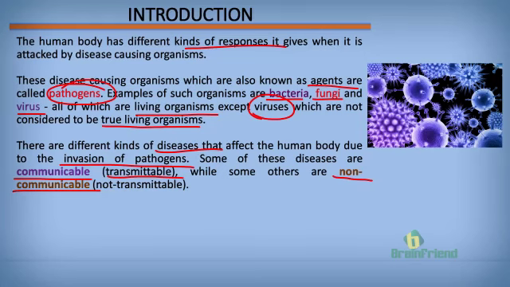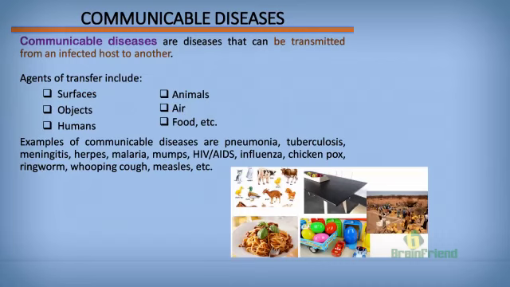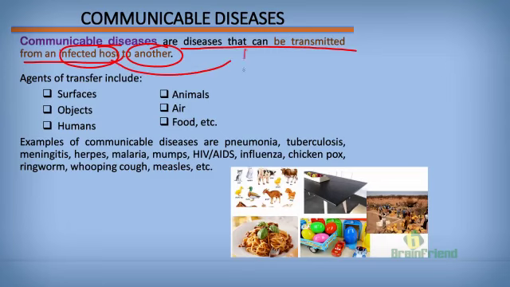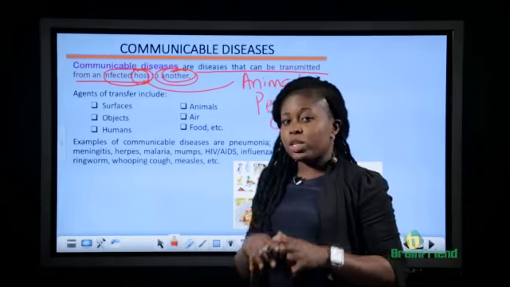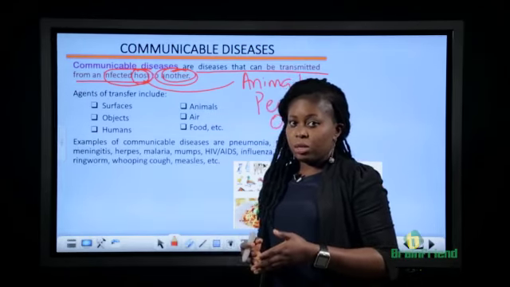But for this part 1, we'll be looking at what communicable diseases are, their modes of transmission, and their preventions. So by way of the definition, we say that communicable diseases are diseases that can be transmitted from an infected host to another. Now, this infected host may be an animal that is infected with a disease. It could be a person. It could even be an object. But the main thing is that they are diseases transmitted from a host that has been infected to another uninfected person or animal.